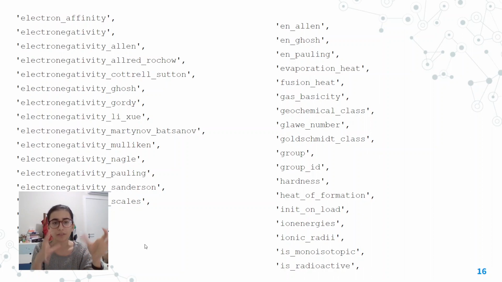Here there's a lot of electronegativity stuff, where the name that it changes is from the scientists that created the model. So we have different theories to see electronegativity, and it changes according to the scale you use. The geochemical class talks about how often you can find it on the Earth's surface. It can be a major element, minor, or a trace element, where you have only a little. Goldschmidt class is also geochemical stuff.